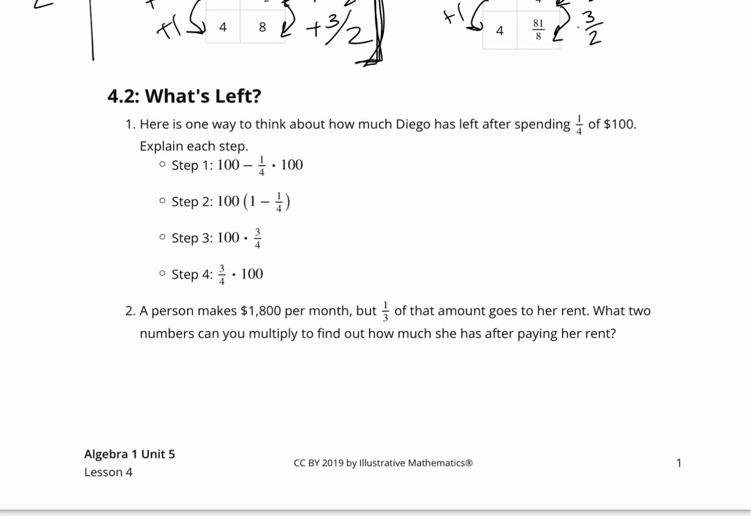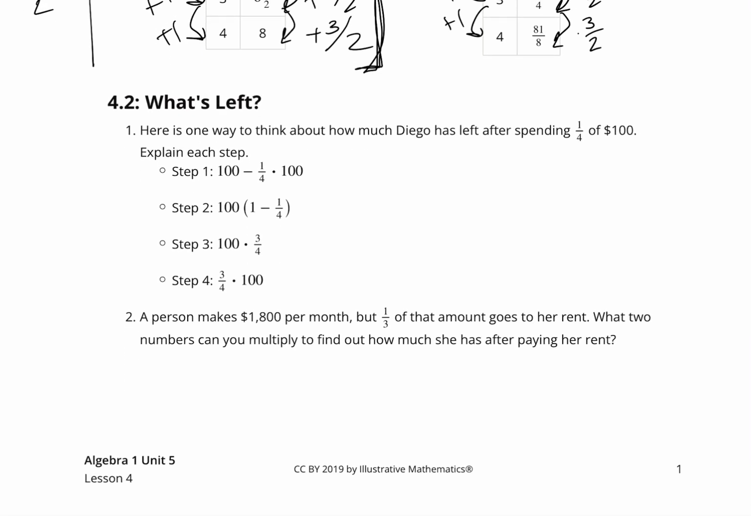All right, moving on to activity 2. What's left? Here's one way to think about how much Diego has left after spending a quarter of $100. Explain each step. So step 1, looks like we're starting with the $100, and then we are taking away a quarter of the $100, which represents the amount that he spent. So I'll just write in words what's happening here. Take away 1/4 of 100 from original amount of 100.